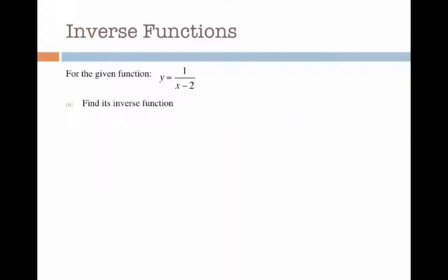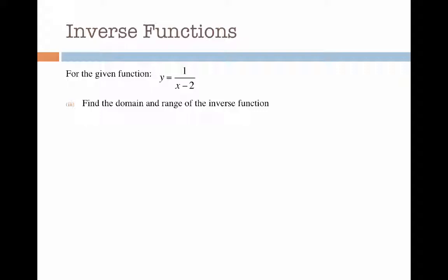Now we're going to find its inverse function. To do that, we're going to replace the x and the y. We're going to swap them over, and then we're going to rearrange for y. So I'm going to multiply both sides by the denominator and then divide by x. A quick way to do that is just to swap the y minus 2 and the x over. Now I'm going to add 2 to both sides, and I get y equals 1 over x plus 2, which is the inverse of the given function.